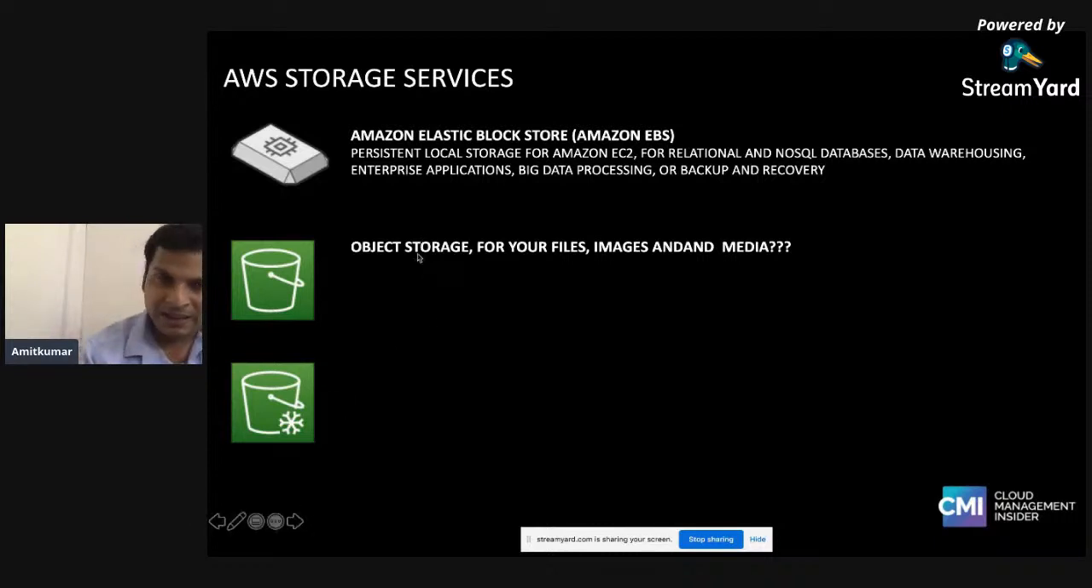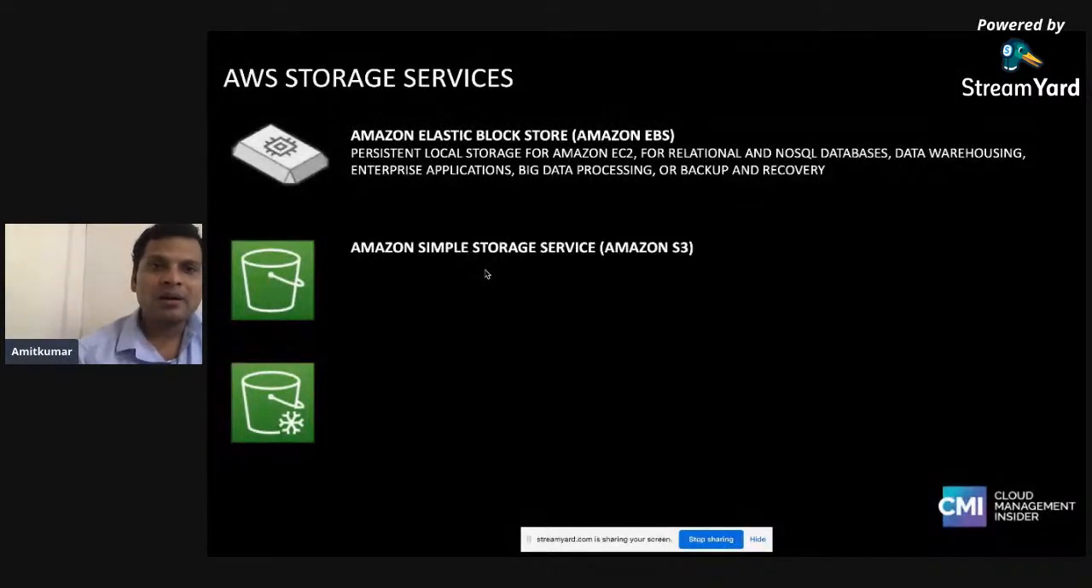It's pretty much like your Google Drive or OneDrive, where you store your information for read purposes or sharing purposes. It's called object storage. So what is the object storage called in AWS? It is called Simple Storage Service, and it's popularly known as S3.